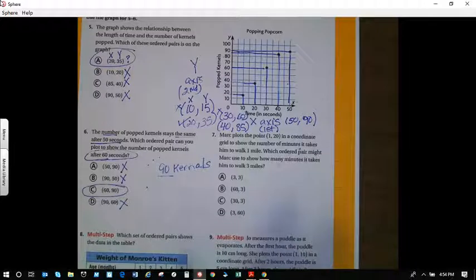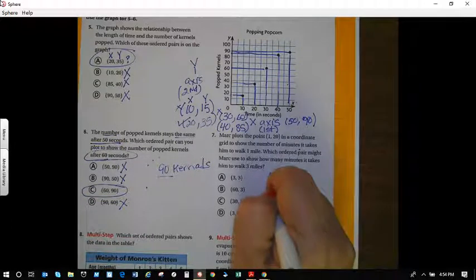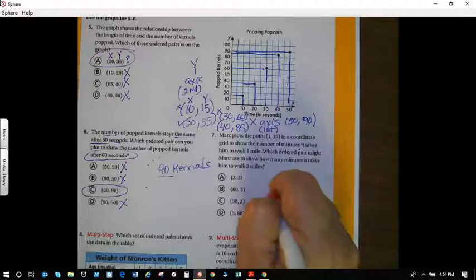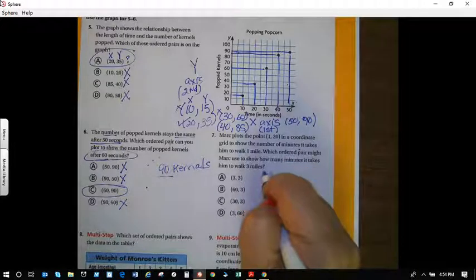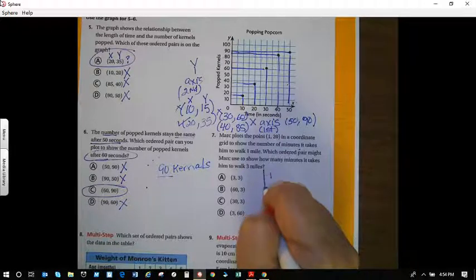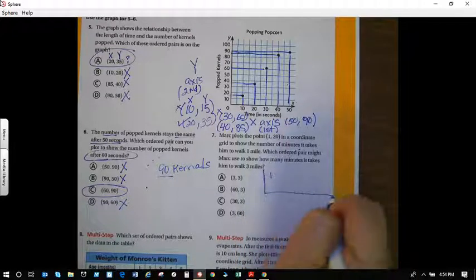All right, let's look at number 7. Marco plots the point 1, 20 in a coordinate grid to show the number of minutes it takes him to walk 1 mile. Which ordered pair might Marco use to show how many minutes it takes him to walk 3 miles? So I'm going to make an input-output table. I can do it this way if I want to.